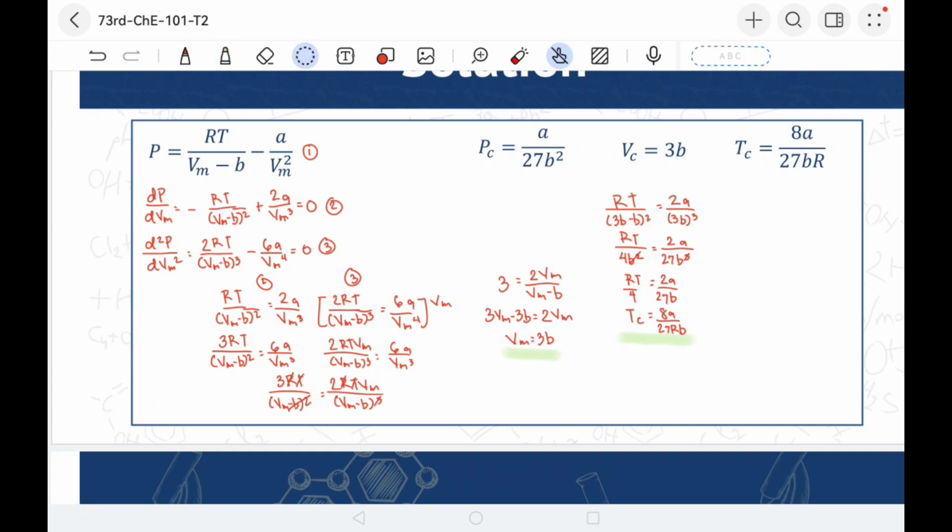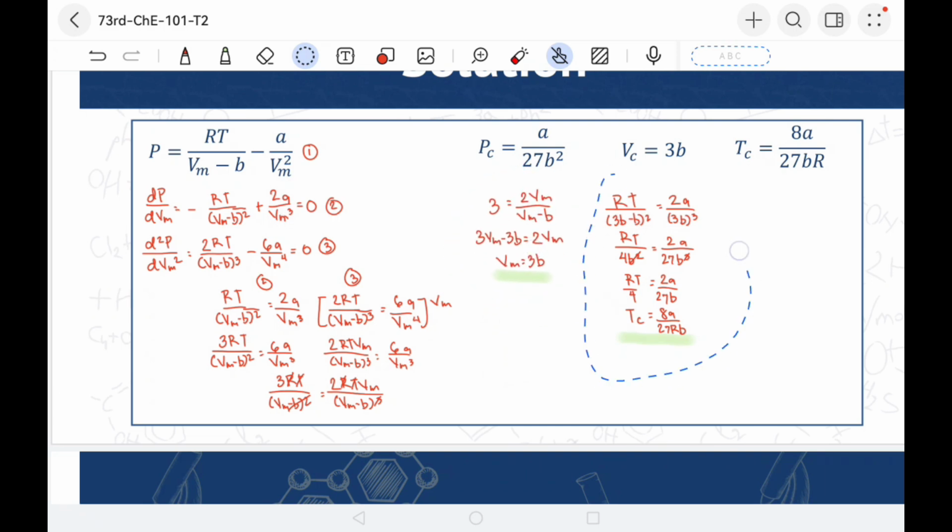To obtain our last critical constant, let us first move all our solutions so that we would have more space.